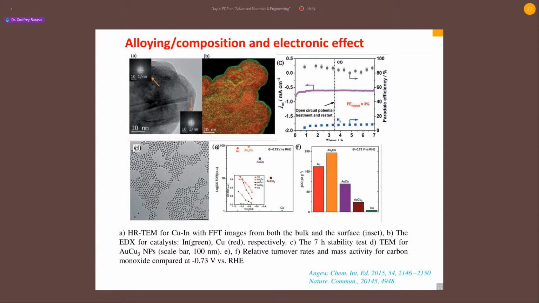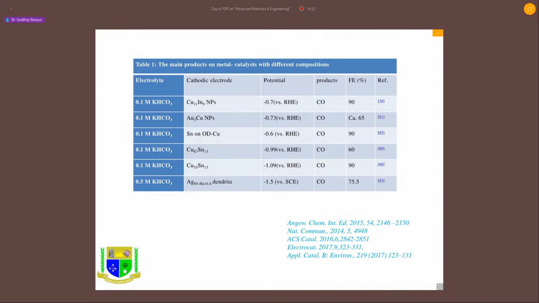Now, alloying, that's the composition and the electronic effect. For example, the composition of the surface affects the product selectivity of various materials. When we talked about the high resolution transmission electron microscopy for the copper indium catalyst, that is the FFT images, as we can see there, we finally talk about the different surfaces of that particular material.